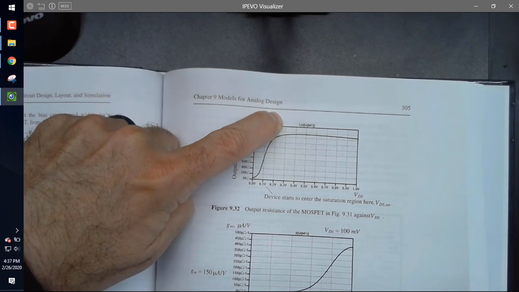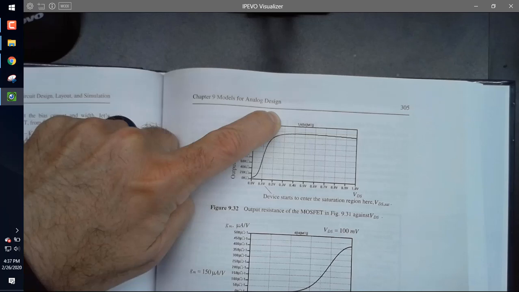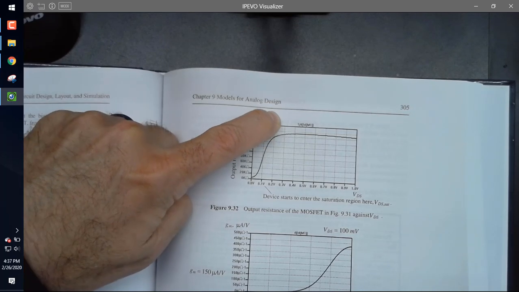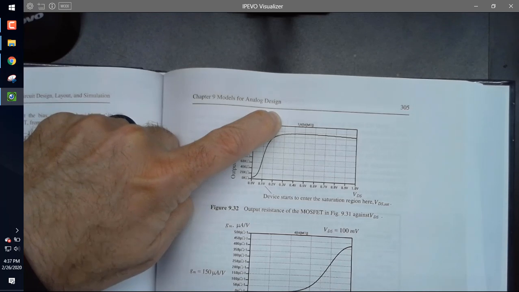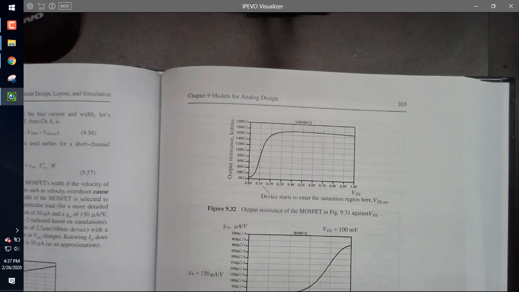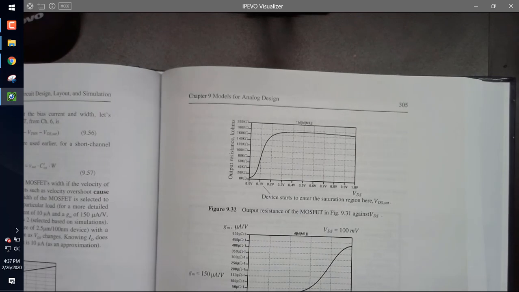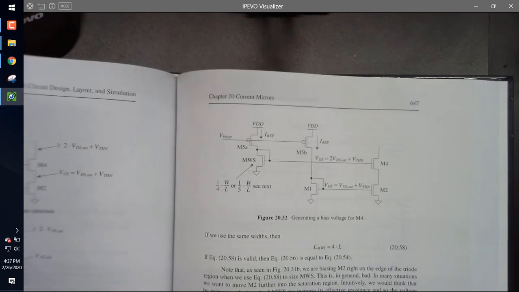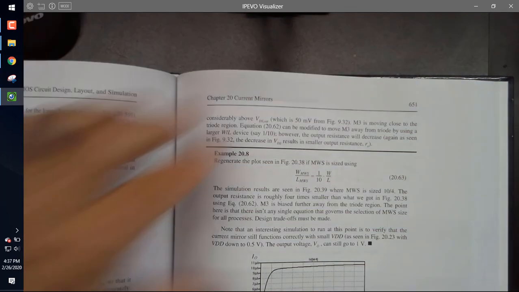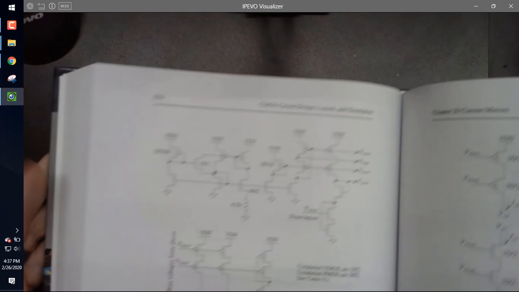And just as a sanity check, and I don't mean to insult anybody, why do I want higher output resistance? So it behaves more like a current source, right? It's flat. High output resistance means it's flat. Everybody got that?